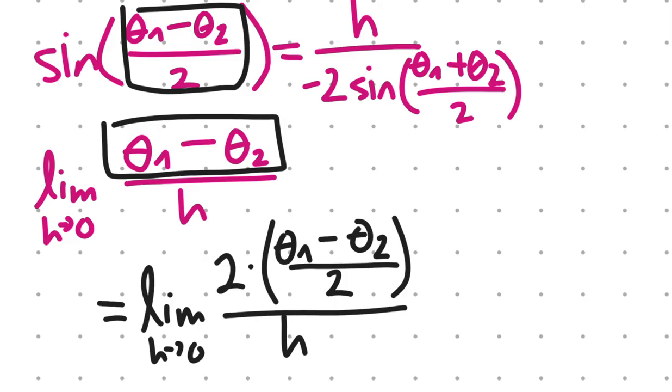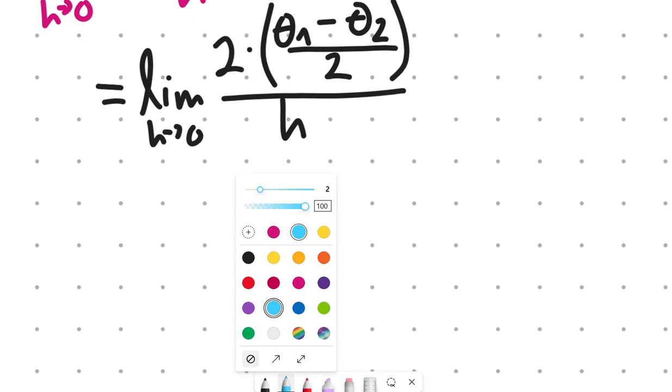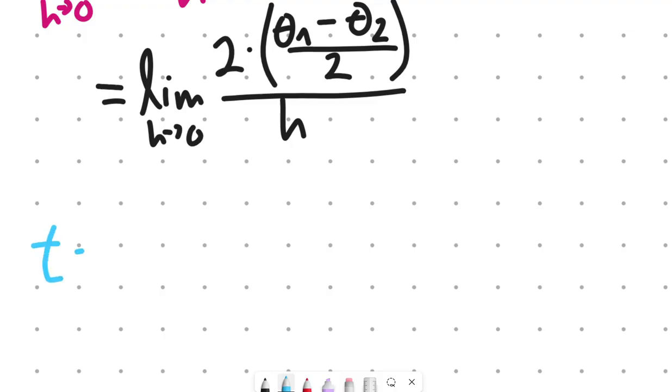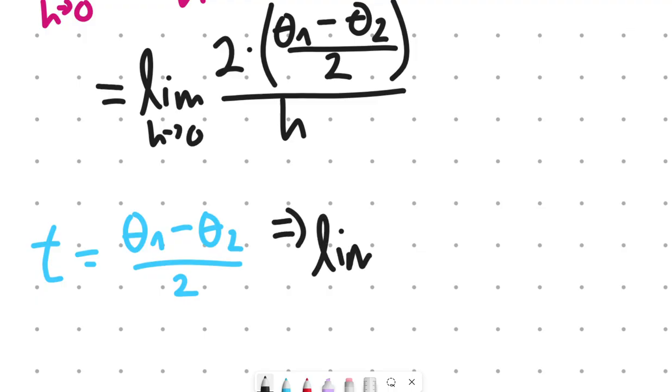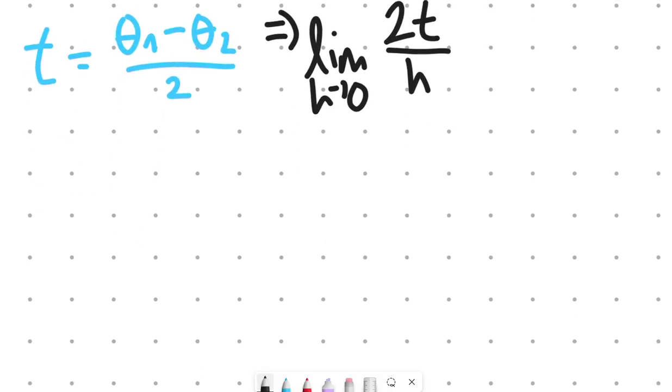Now the (theta 1 minus theta 2) over 2 looks a bit complicated for me, so I will just substitute this with another variable. Let's take another color and say t. Let's say t is equal to (theta 1 minus theta 2) over 2. So we are left with the limit as h approaches 0 of 2t over h. Now what is t? We have to find an expression for t. Now t is (theta 1 minus theta 2) over 2, but we cannot go further with that.